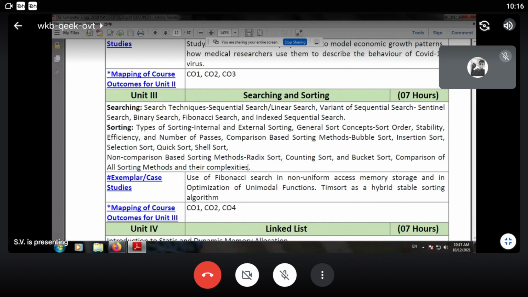Now, the most important point is the case studies. You can concentrate on the case studies. Use of Fibonacci series search in non-uniform memory storage, and in optimization of unimodal functions. Tim sort as a hybrid stable algorithm.